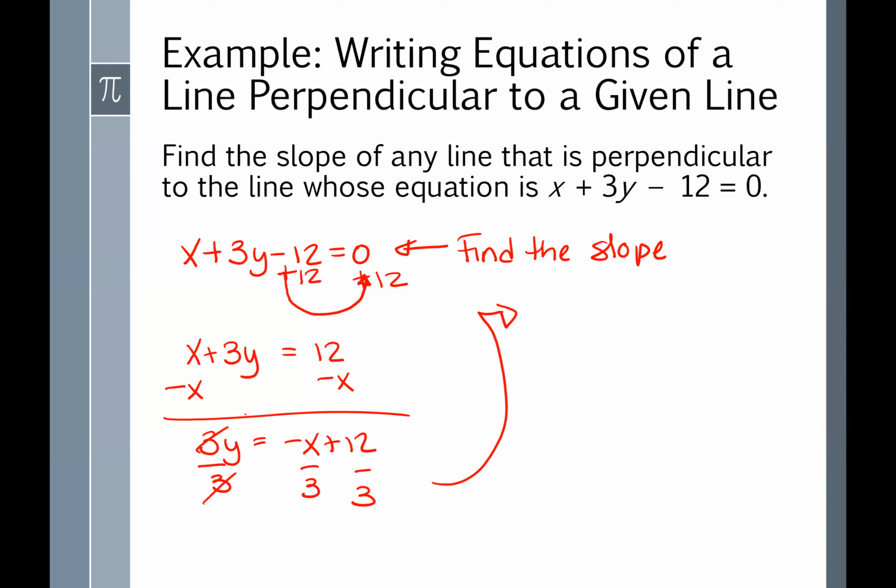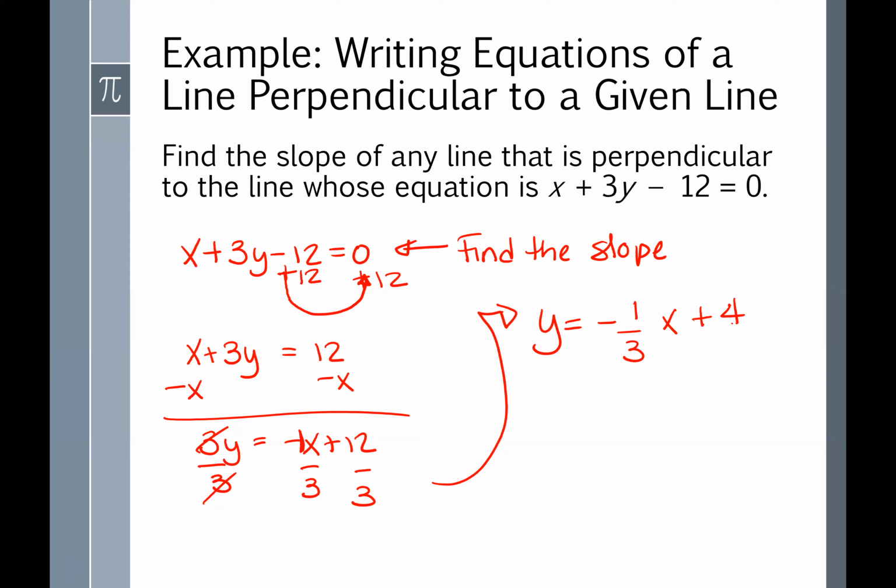3 divided by 3 is 1. Then I have negative x over 3. There's an understood 1 in front of the x. So I'm going to write that as -1/3 x. There is always an understood coefficient of 1 on any variable where you don't have a number. That 1 is understood. And then 12 divided by 3 is 4.